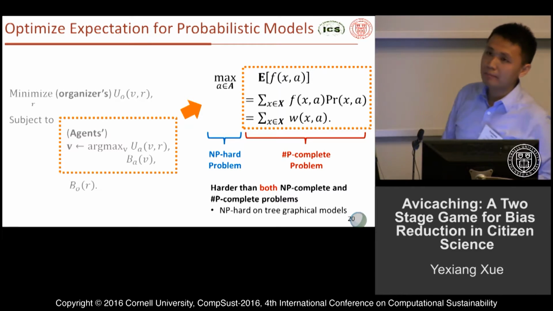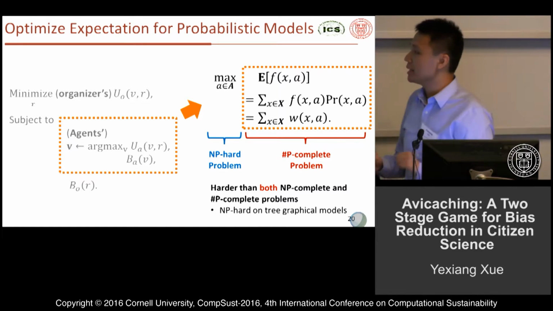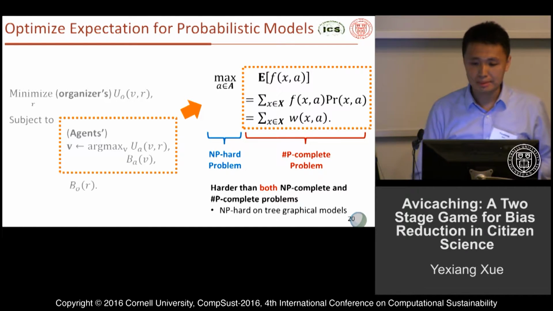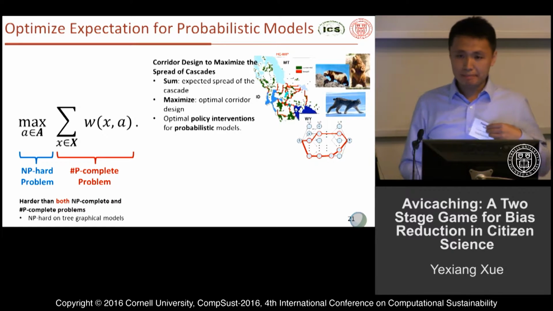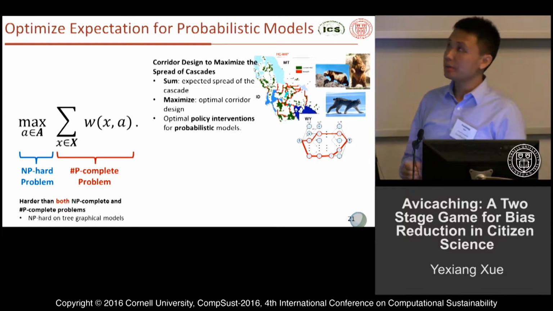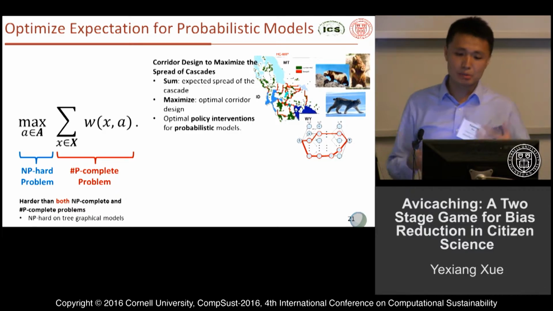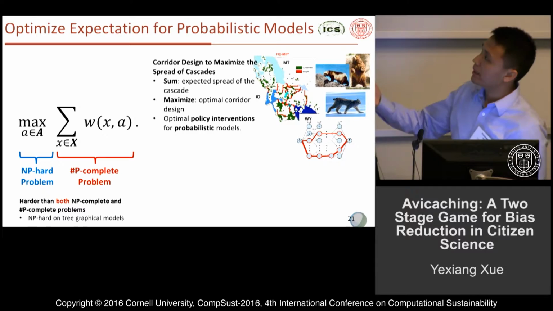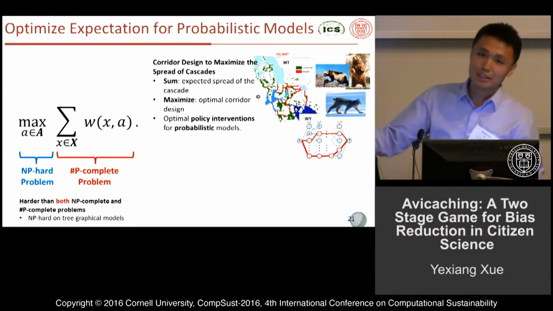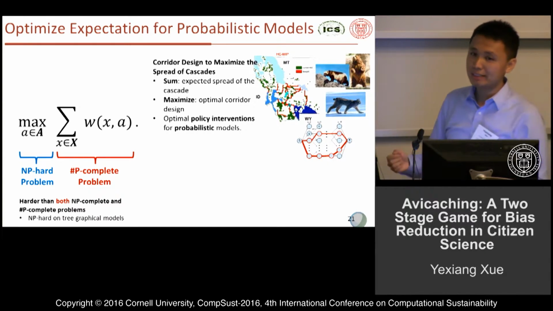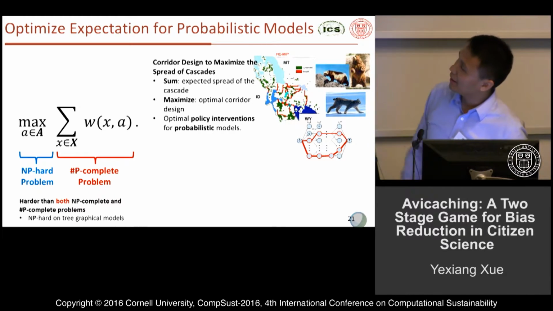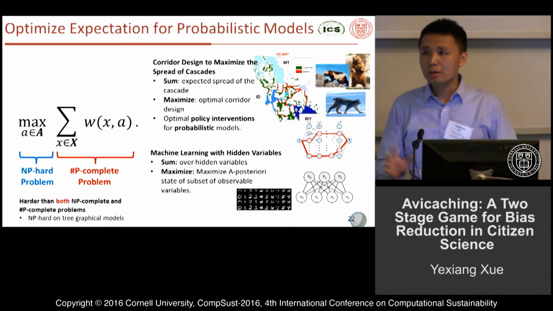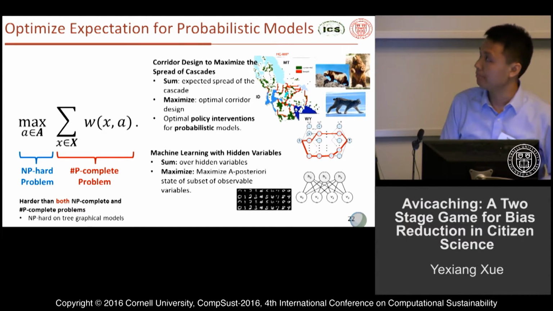So this problem actually combines both hard problems, and is believed to be even harder than both #P and NP-hard problems. It has a lot of applications. For example, corridor design to maximize the spread of a cascade is a very nice example of this type of problem. Here the sum operator represents the expected spread of the cascade, and the maximization operator represents the optimal corridor design. And it could also have a lot of other applications in machine learning and so on.